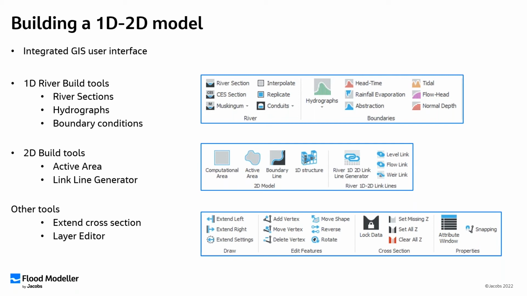Next, we have the link line generator tool. This tool allows us to create a boundary condition between the 1D and 2D model domains. The link line generator tool does this in an automated way by using the 1D model network and 2D active area to automatically digitize the boundary line between the two.